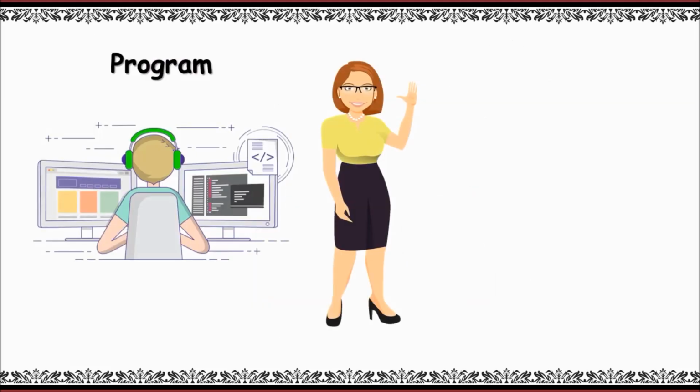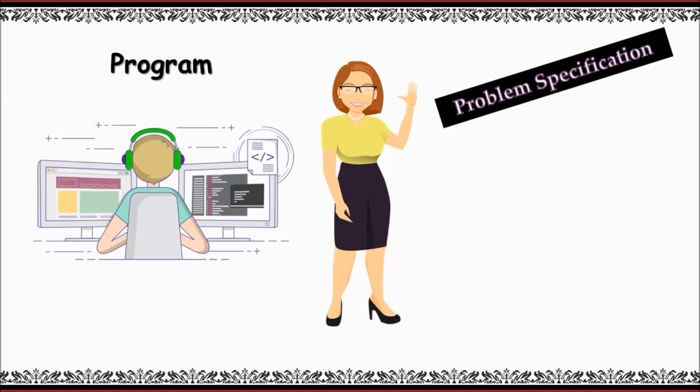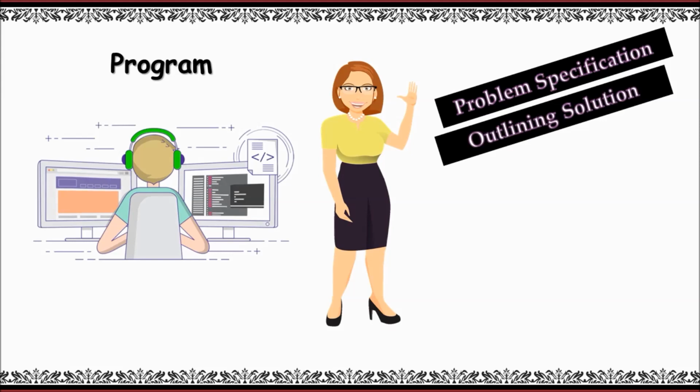Now, I'll compare this particular process with a program. In a program, the first step is problem specification, where we decide the boundaries of the problem. For example, what is our requirement, what must be the outputs, and all. And the next one will be outlining the solution. Here, how the solution is achieved, we need to determine the basic bounds of the solution.